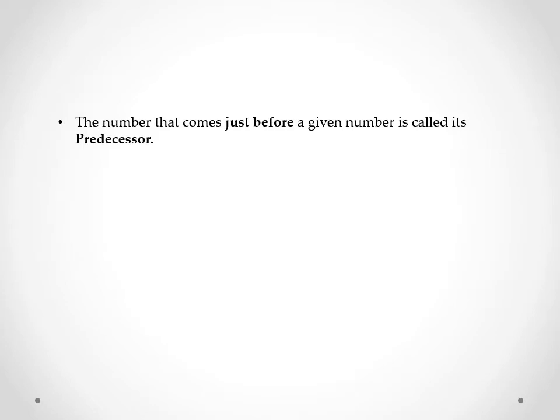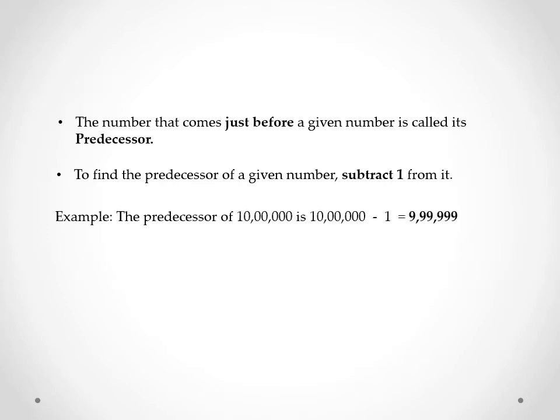Now we learn about predecessor of a number. The number that comes just before a given number is called its predecessor. To find the predecessor of a given number, subtract 1 from it. For example, the given number is 10 lakh.